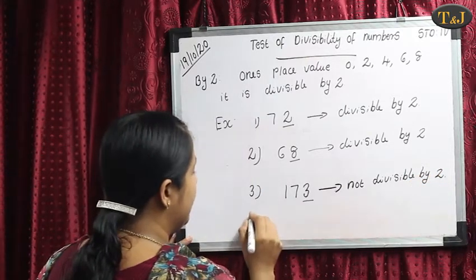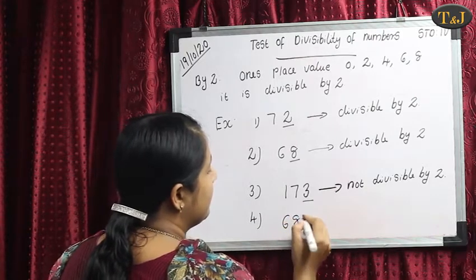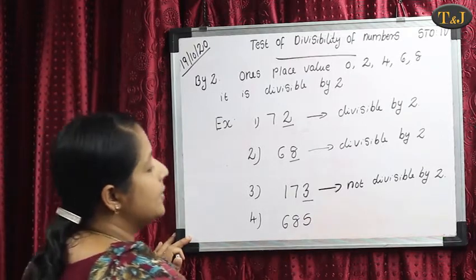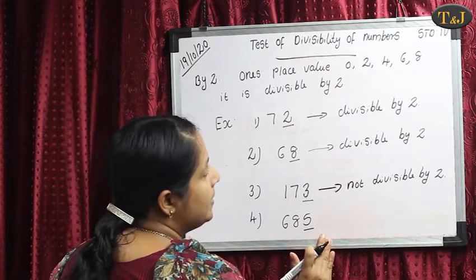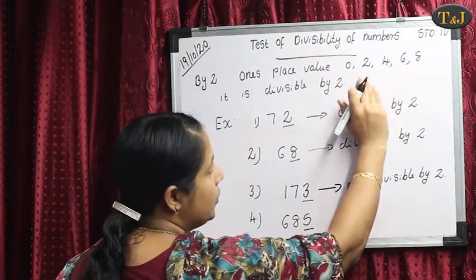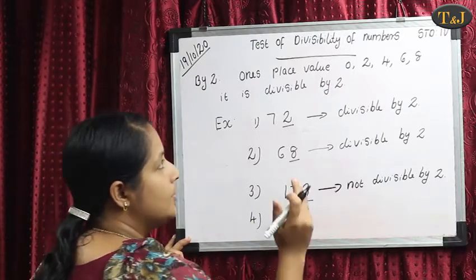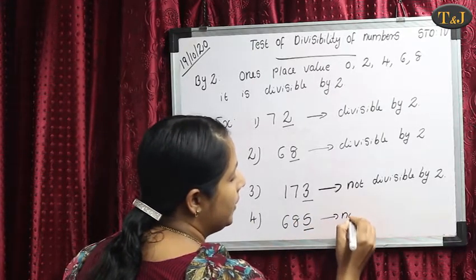Then one more example, consider the number 685. Which is the ones place value? Here the ones place value is 5. Is it included in 0, 2, 4, 6, 8? No, this number is 5. So 685 is not divisible by 2.